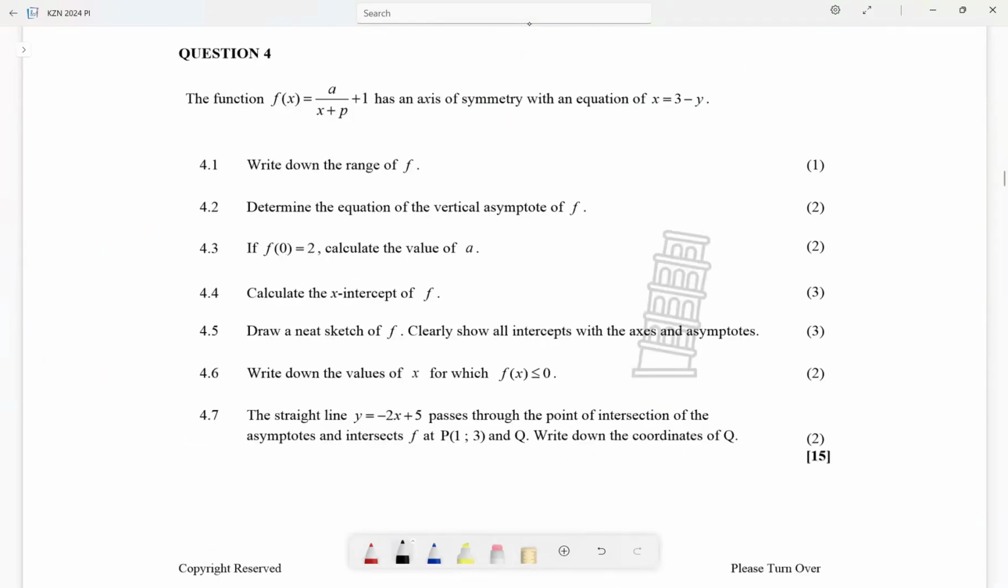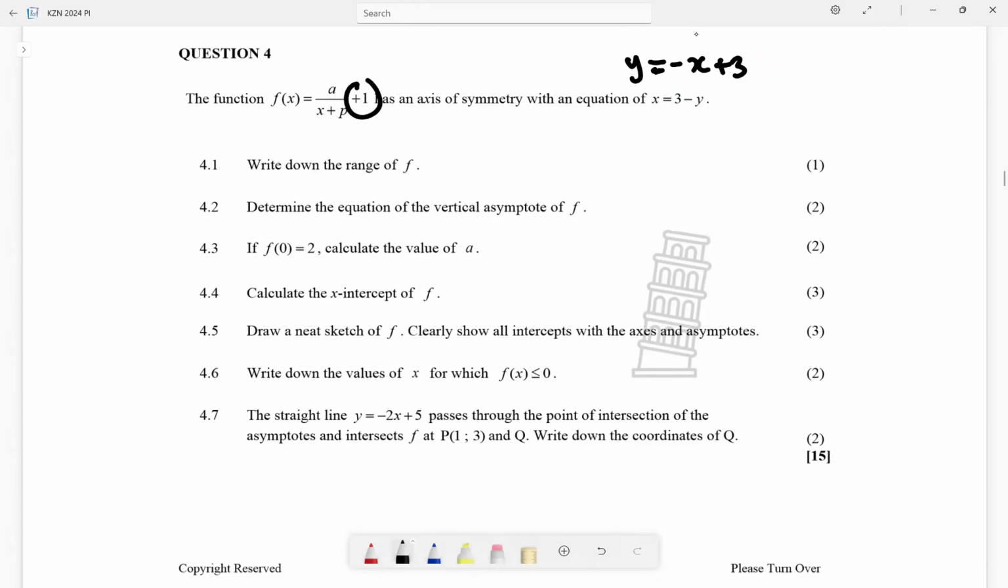Okay, now let's look at question 4. So we have the function f of x is equal to a divided by x plus p plus 1, which has an axis of symmetry with an equation y is equal to 1. Let's try to rewrite this equation of symmetry in a good way, so that it becomes y is equal to something. So when I take this y to the other side, y is equal to, when I take this x to the other side, it becomes negative x plus 3.